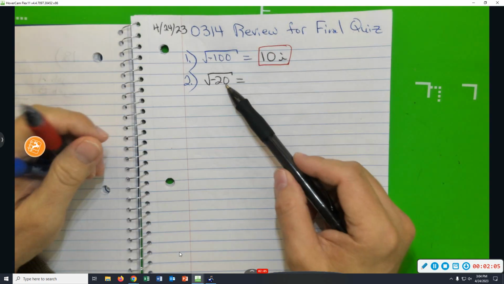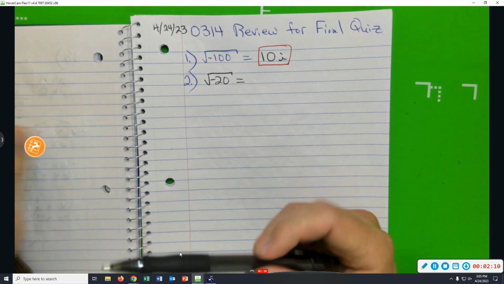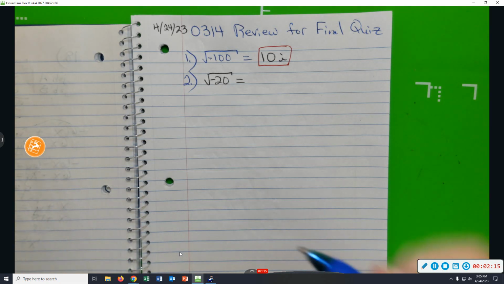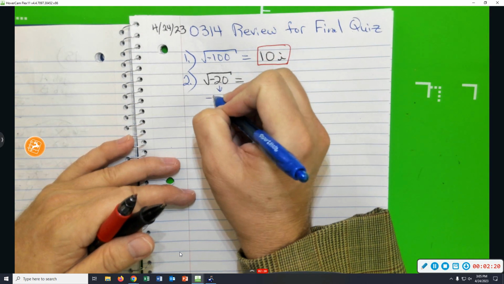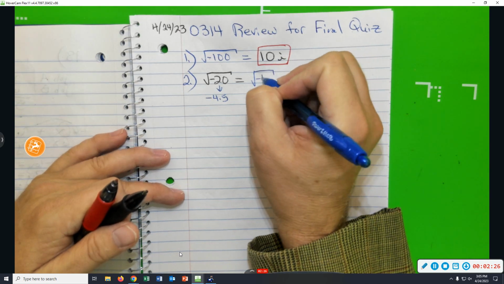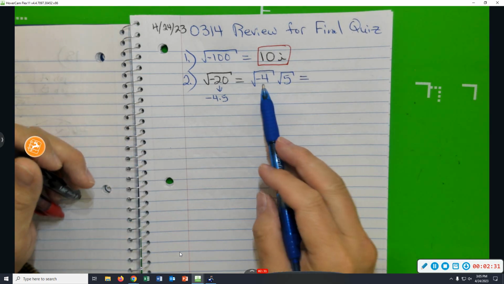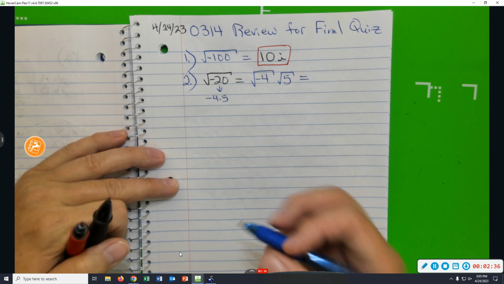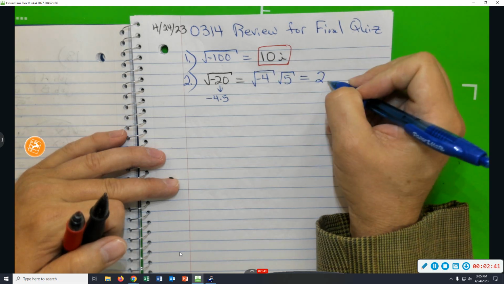Is 20 a perfect square? No. What's the largest perfect square that divides evenly into 20? 4. So here's how I'm thinking of that. I'm thinking of negative 20 as negative 4 times 5. So we have the square root of negative 4 times the square root of 5. How do we denote the square root of negative 4? 2i. The square root of 4 is 2. Since it's negative, we stick on an i.